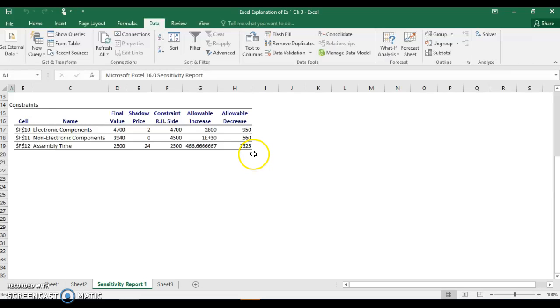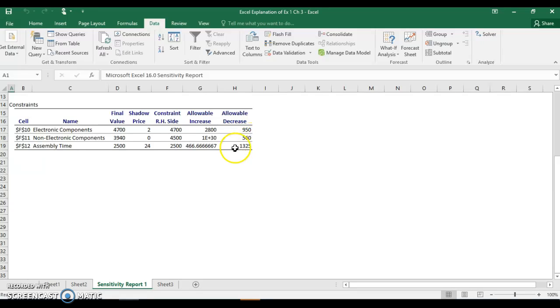The first question posed to us is this. Here's what the sensitivity report tells us. How much will our profit change based off of certain questions, okay? For example, non-electronic components. The question for that one is, what is the impact on profit of a change in the supply of non-electronic components? So what's the impact on profit?